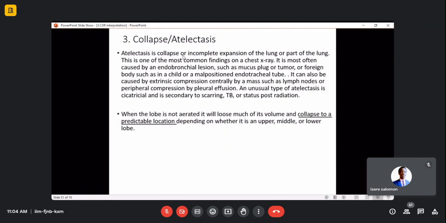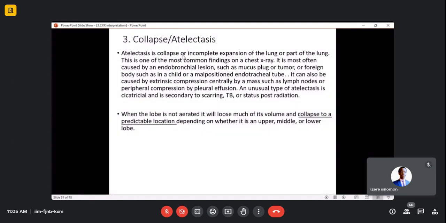It can also be caused by extrinsic compression centrally by a mass such as a lymph node, or peripheral compression by the pleural space, such as pleural effusion. It happens when the lung is collapsed. It is either complete collapse or incomplete. And an unusual type of atelectasis is cicatricial, which is secondary to scarring, TB, or status post radiation. The scarring will collapse part of the lung.